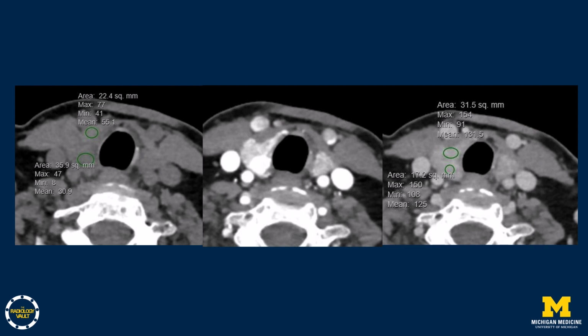Then we compare the lesion in the delayed phase, and we find that it has about iso-attenuating density in the delayed phase. There's really no difference between the nodule and the rest of the thyroid, so this is a challenging one. We could recommend a thyroid ultrasound for further evaluation.